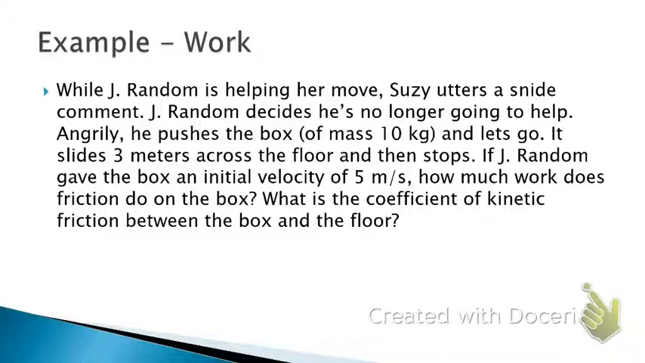If the box slides 3 meters across the floor and then stops, and it had an initial velocity of 5 meters per second, how much work does friction do on the box? And what is the coefficient of kinetic friction between the box and the floor?